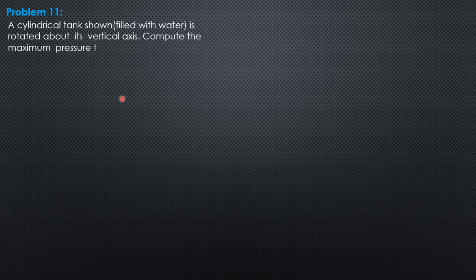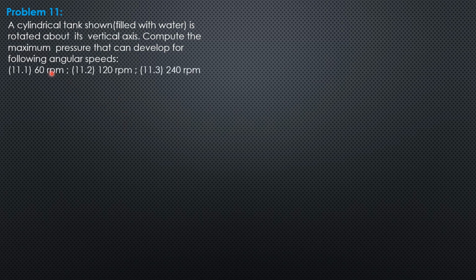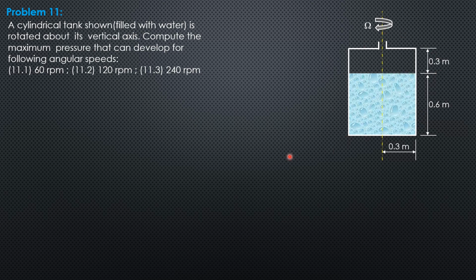So here is the problem. A cylindrical tank shown, which is filled with water, is rotated about its vertical axis. Compute the maximum pressure that can develop for the following angular speeds: 60 revolutions per minute, 120 revolutions per minute, and 240 revolutions per minute. So this is the given figure.